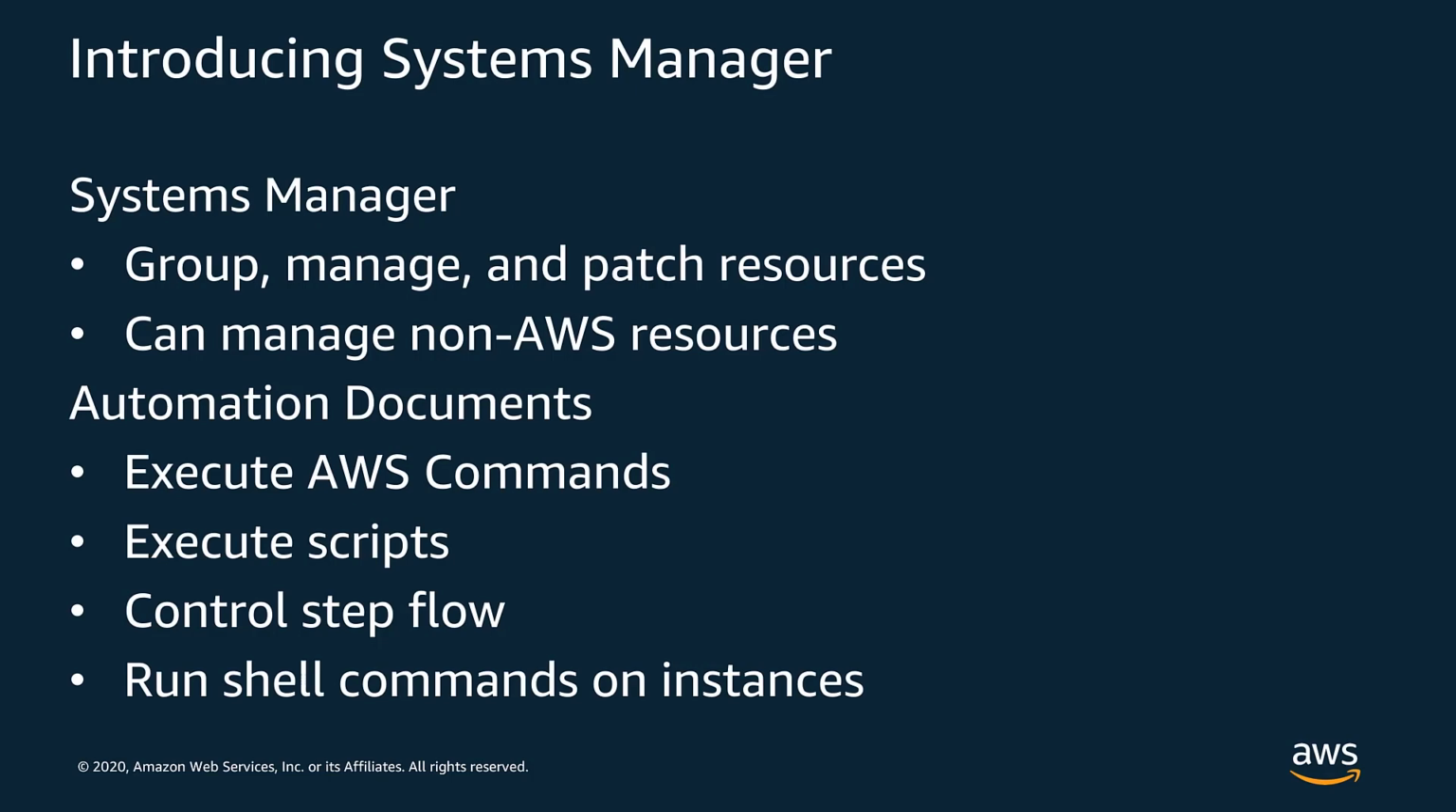As I mentioned earlier, Systems Manager has a feature called Automation Documents, and this is a way for you to create a sequence of steps that will be executed to perform management operations. These steps can be executing AWS commands to perform actions like creating or modifying resources, executing scripts to evaluate complex logic or customize the document flow, or even run shell commands on instances. In this video, we'll be taking advantage of some of these features to install our application.